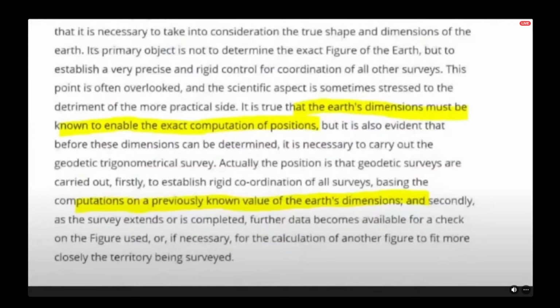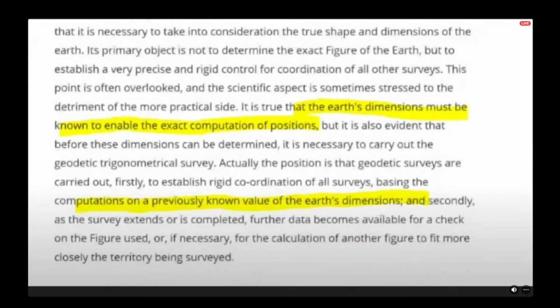And then we're trying to figure out what is geodesic surveying. And then if we look from Whitsett's debate, we learn that actually we must take into consideration the true shape and dimensions of the Earth, a very rigid control for coordination of all other surveys. It is true that the Earth's dimensions must be known to enable the exact computation of positions. I mean, they have to already know, say, the radius or the rate at which it curves and the sphericity to compute where on their globular longitude and lat system they would have to correct to make it look like that.